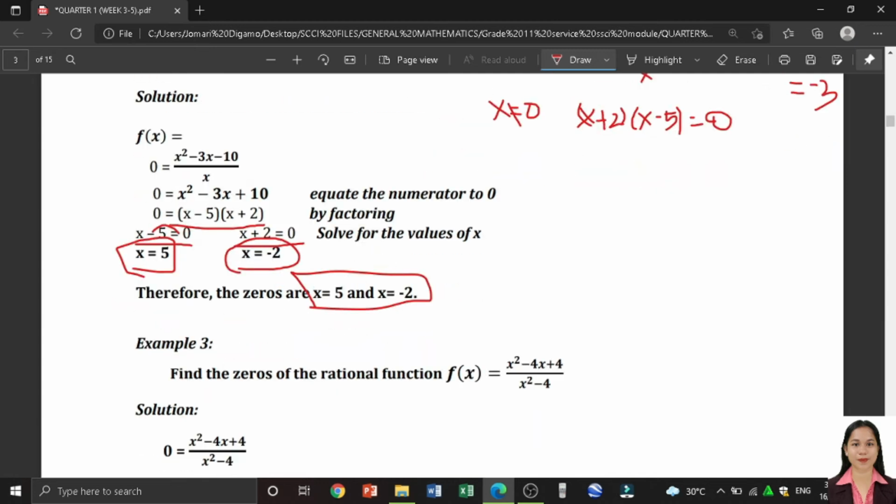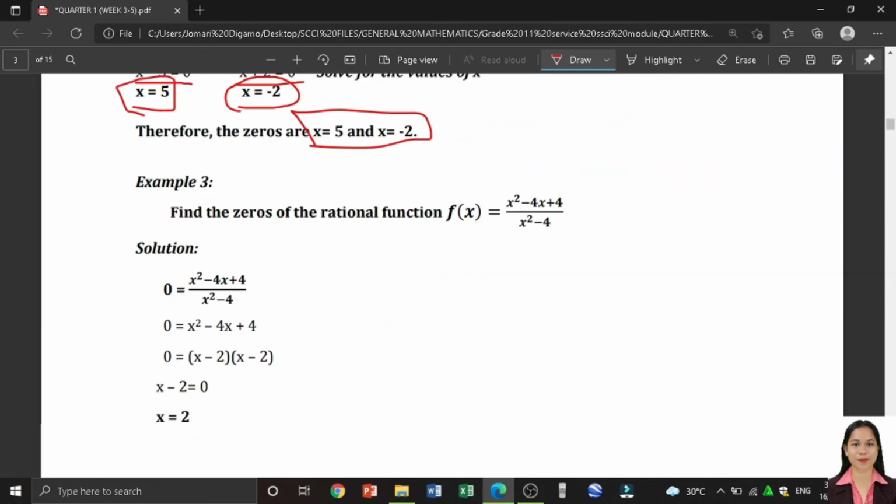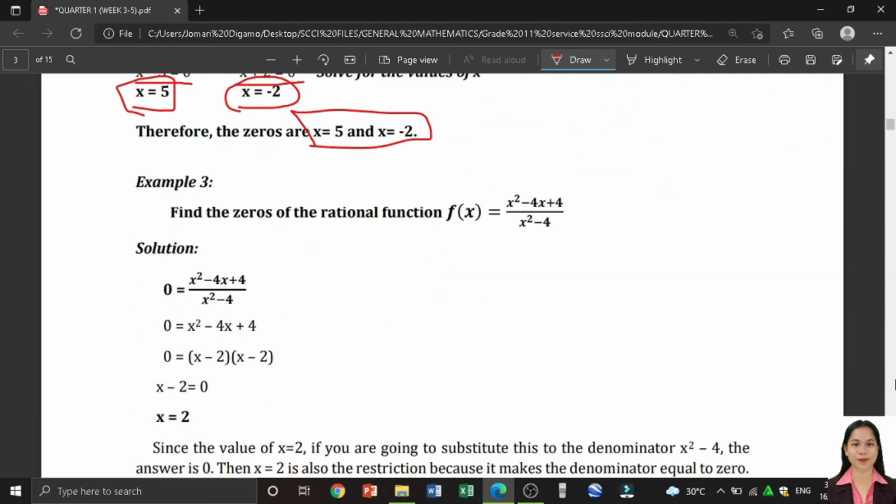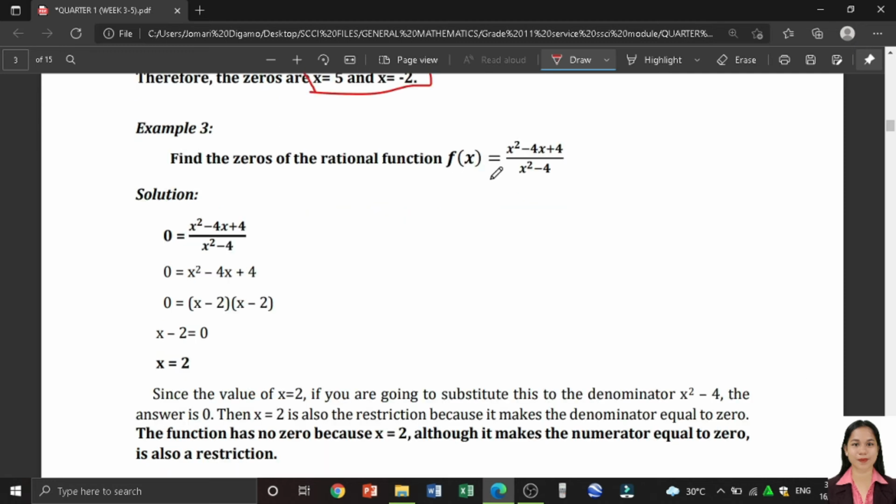Next step or next example, find the zeros of the rational function. Okay. So, in this case, let us follow again the steps on how to find values or zeros of a rational function. So, first step is we are going to factor. So, here we factor. So, we have x squared minus 4x plus 4.